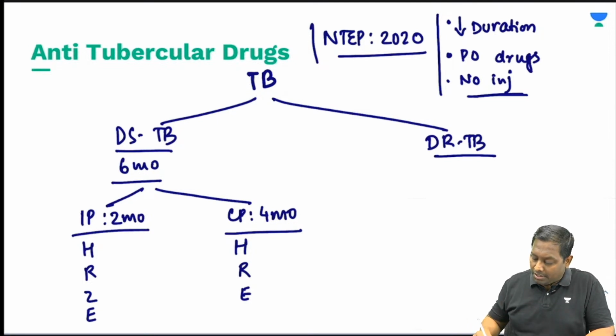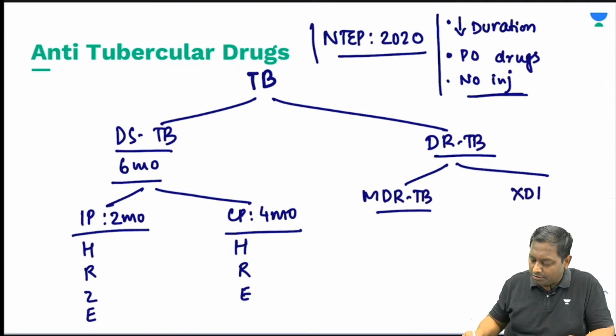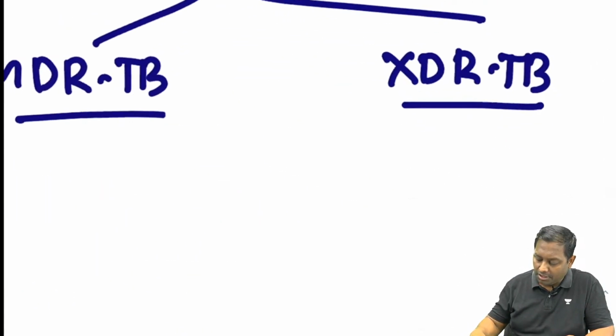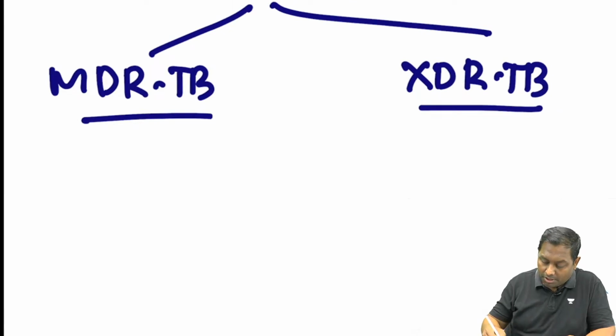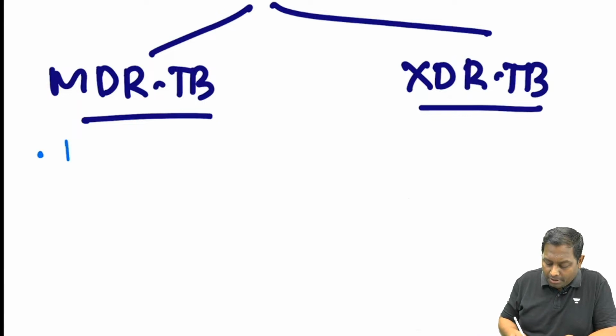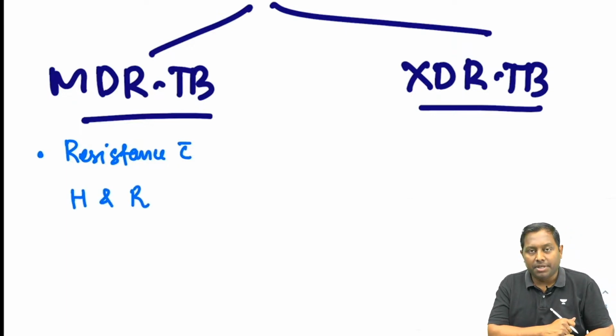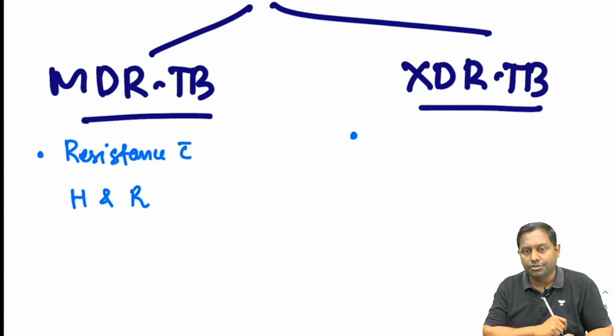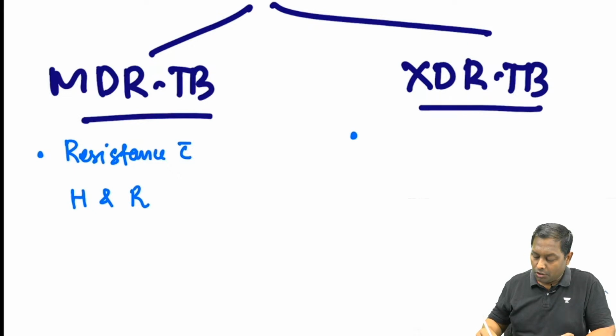Okay. Drug resistant tuberculosis will be further subdivided into two important areas. One is MDR TB, multi-drug resistant TB, and the other is XDR TB, extensively drug resistant TB. First and foremost, the definition is very, very important for all of you. What are the definitions for MDR TB and XDR TB? MDR TB has the same definition that we have: resistance to isoniazid and rifampicin. This was asked in the 2021 NEET PG examination, but in FMGE they asked a little more difficult question: the definition of XDR TB. So what is the definition?